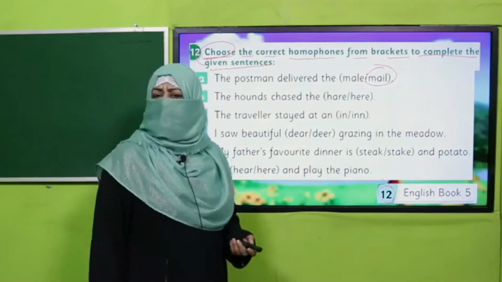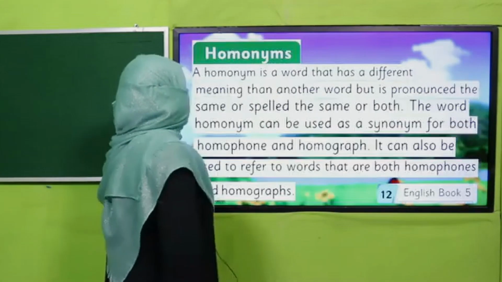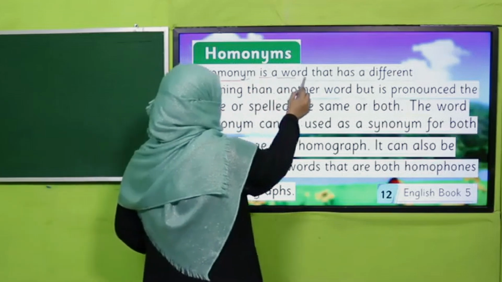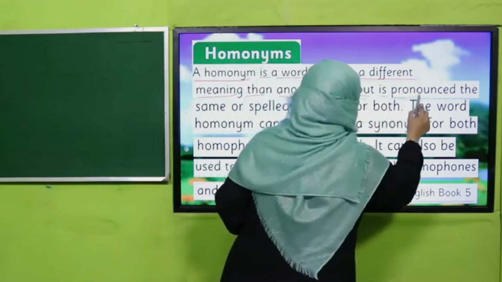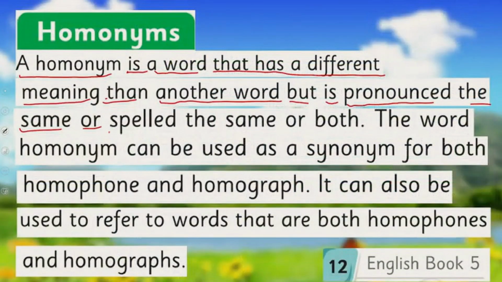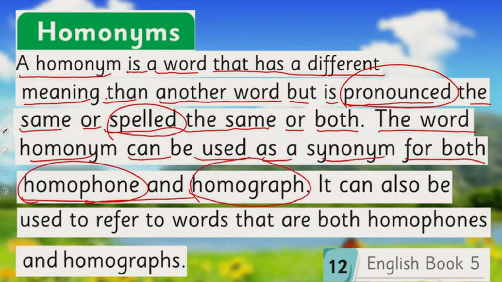Yes, my dear children, are we done with it? Good job. So next is homonyms, on page number 12 again. A homonym is a word that has a different meaning than another word, but is pronounced the same or spelled the same, or both. Meaning maybe it is pronounced the same way the other word is, or spelled the same way, and sometimes both. The word homonym can be used as a synonym for both homophones and homographs, as I told you, because these two are the subsections of homonyms.